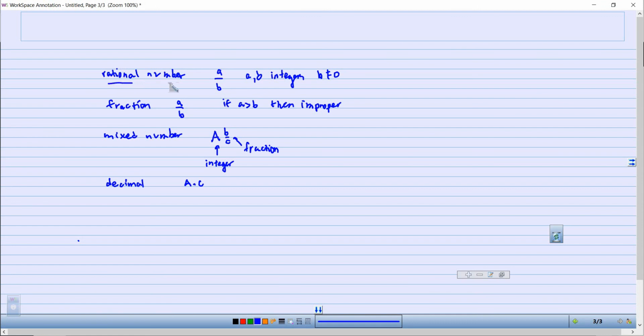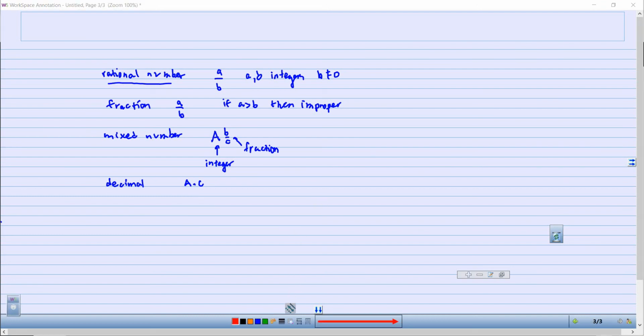So rational numbers can be written as a over b. A fraction obviously is already written as a fraction. A mixed number can be changed to a fraction, and a decimal can be changed to a fraction. So that's what a rational number is.